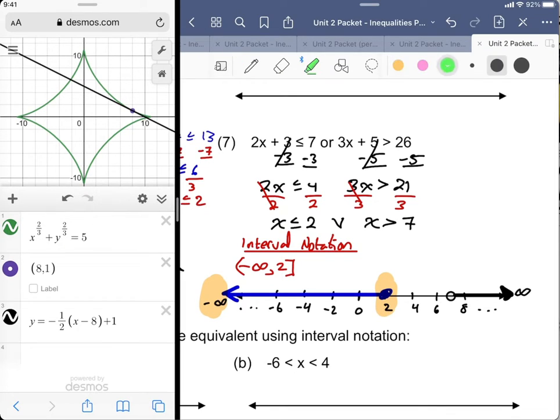My next start is at 7. My next stop is at infinity, so 7 to infinity, parentheses on the infinity. That becomes a habit after a while. You don't even realize you're doing it. But parentheses on the 7, because again, we estimated this, but this is a 7 here. And the only thing that's new that you have to remember is that you unite the sets. You put the two sets together with a little u.